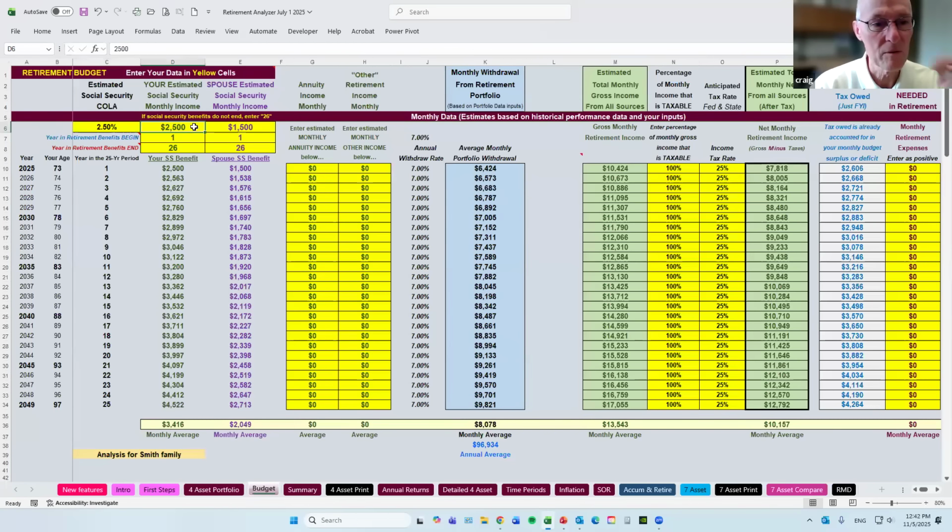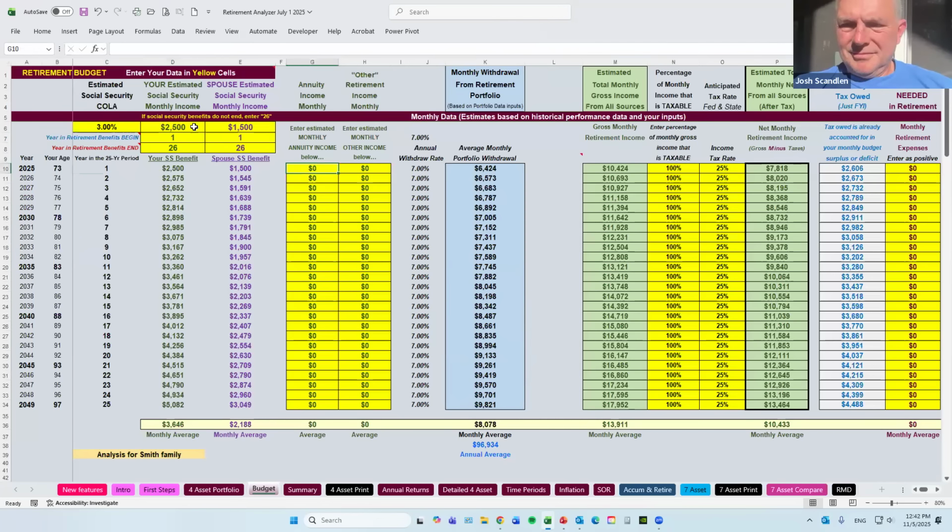So here's your figure, your monthly benefits, 2,500. And you've already started. Here's a spouse, his or her, it's already started. So collectively, those two together is $4,000 in year one, and then you've entered a COLA, 2.5%, could be 3, let's say. And then you've got opportunities to enter annuity income, other retirement income. Let's say there's neither of those. So to Josh's example, you're dependent on Social Security and your portfolio. That's it. Only 2 income sources.